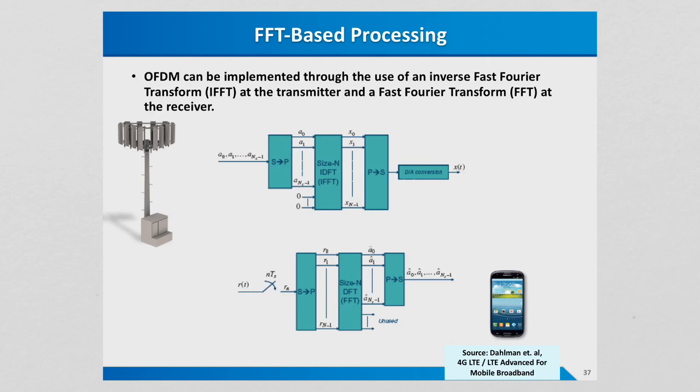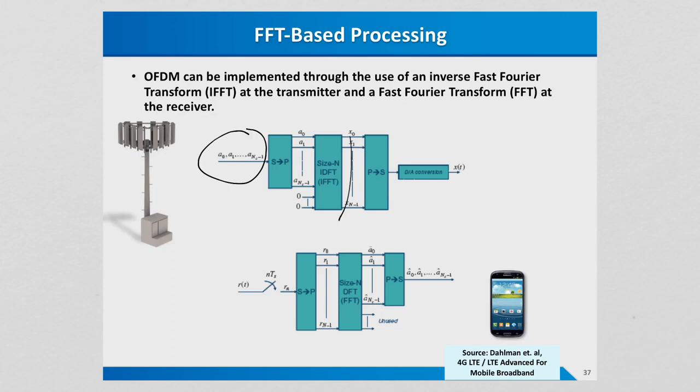Another benefit of OFDM is it allows for very simple signal processing in both the transmitter and the receiver. And so these diagrams here give you an idea of what's involved. Now, we want to think of the symbols that are being transmitted here, depicted by A0 through AN-1, as being in the frequency domain, but in reality, what we need to transmit is a time domain signal. So we need to convert from the frequency domain to the time domain.